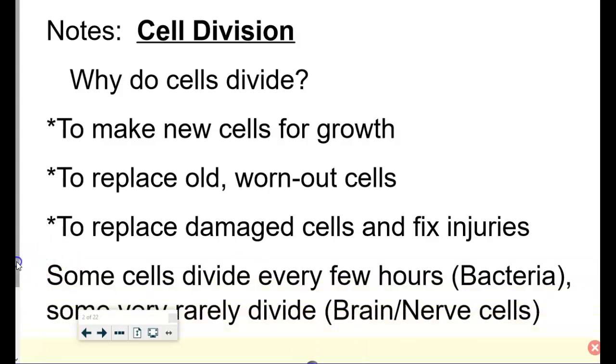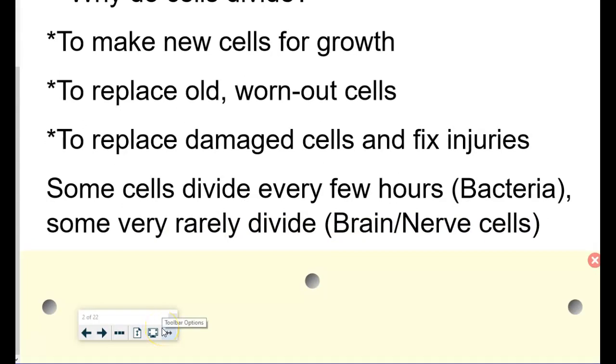Now some cells divide very quickly, every few hours. Bacteria is an example of that, which is why just a couple bacteria in some food that you eat can over the next day or two make you very sick, because those bacteria reproduce very quickly. There are parts of your body where cells very rarely divide. If you get a brain injury or a spinal cord injury, those cells do not divide very easily and make copies, which means the damage to those organs rarely gets naturally fixed in your body. Okay, so now we know why they divide. Let's figure out a little bit about how they do this.